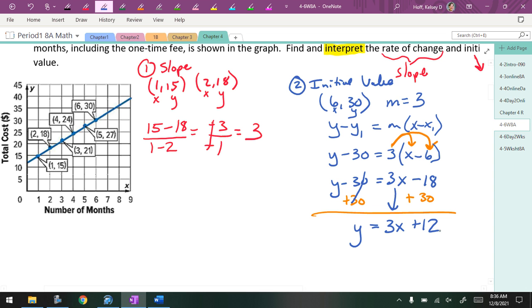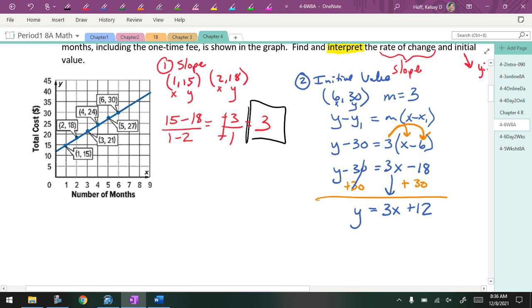Now, we have done a lot of work, but we haven't even answered the question yet. So we need to box in 3 because we have to find our slope, which that's our slope. And the initial value is the number in my equation that doesn't have a letter or a variable with it. What number's in our equation that doesn't have a variable? 12. So box that in. My slope is 3, and my initial value is 12.